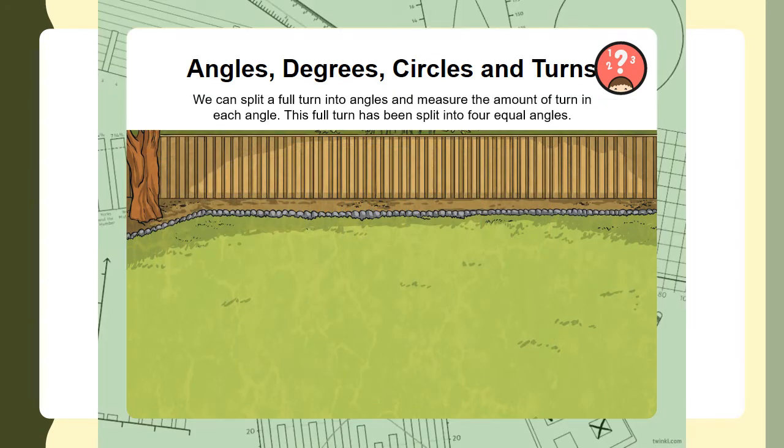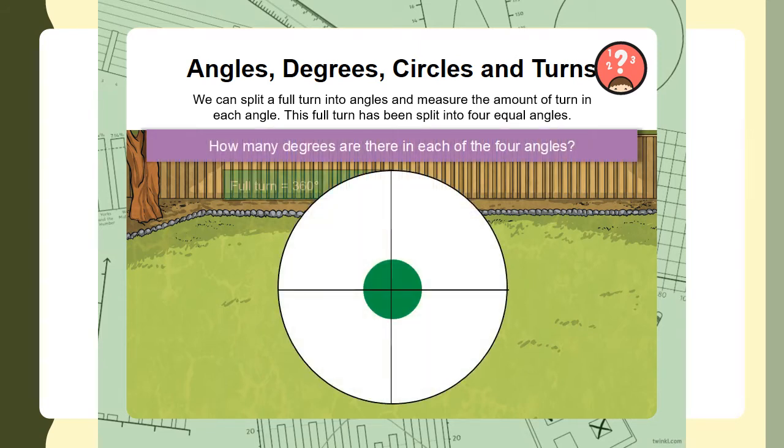We can split a full turn into angles and measure the amount of turn in each angle. This full turn shown on screen has been split into 4 equal angles. How many degrees are there in each of the 4 angles? So remember, all of it together is 360 degrees. So how many degrees in each of the 4 angles? What would you need to do with the 360? Pause the video here and write it down.